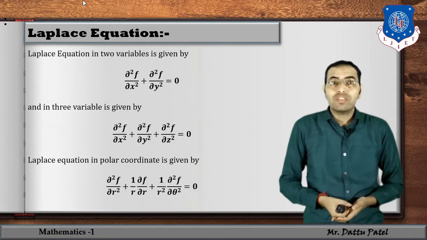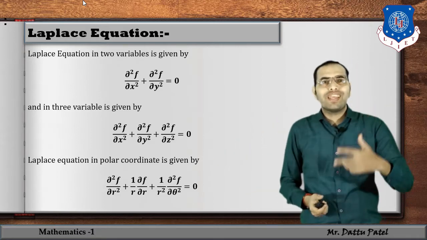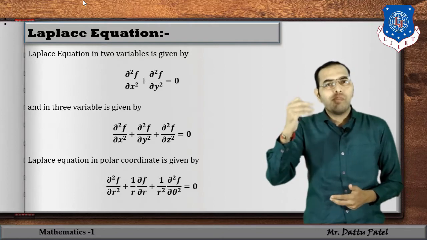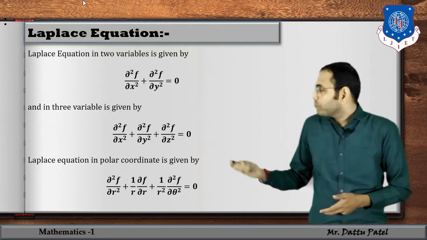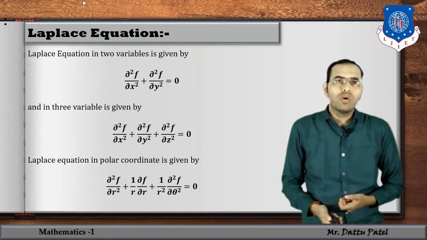Suppose we write our Laplace equation in the form of polar coordinates, then it's given by del square f by del r square plus 1 upon r del f by del r plus 1 upon r square del square f by del theta square equals 0.